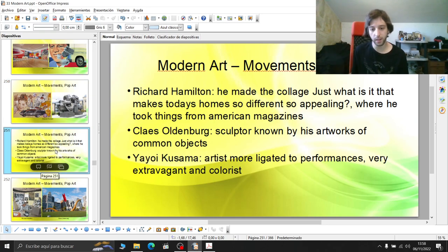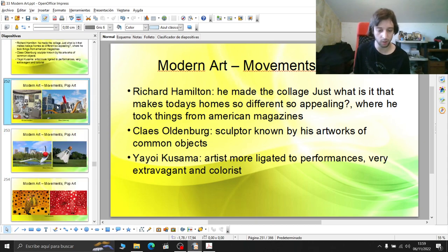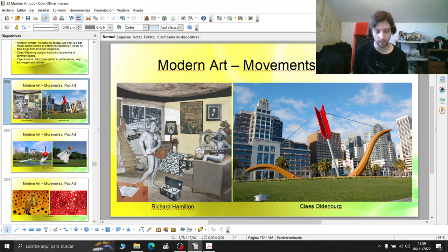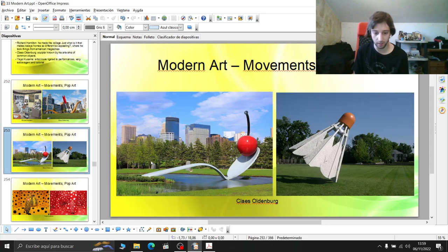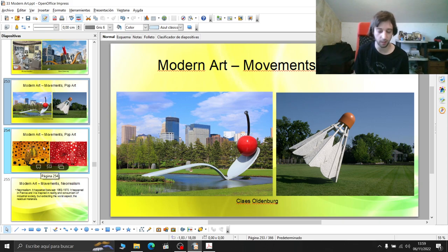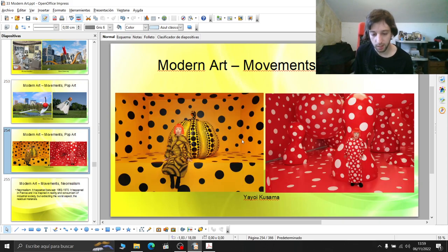Richard Hamilton, he made the collage using qualities, well, this collage where he took things from American magazines. Claes Oldenburg, a sculptor known by his artworks of common objects. And Yayoi Kusama, artist more linked to performance, very extravagant and colorist. So here, this is the collage taken from American magazines. And Claes Oldenburg, these common objects made as very big sculptures. That one is very cool. Here, another one, and this another one. There is one about an ice cream I will show later. And here, Yayoi Kusama.